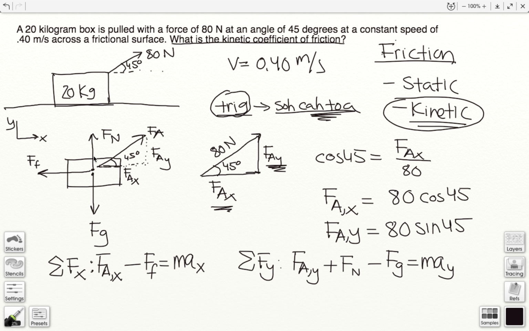Now in this case, the block is only moving in this direction. So right there, we already know that it's not accelerating in the y direction, so the sum of these three forces will be 0. Now in the x direction, we know that the block is moving at a constant speed at 0.4 meters per second. So what that tells me is that my acceleration in the x direction is also 0. So this will be 0.